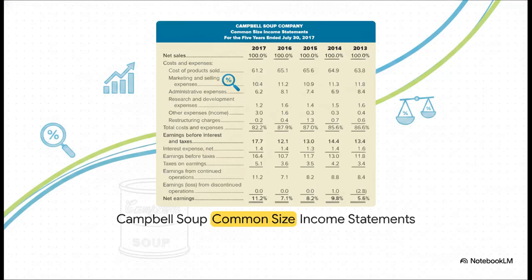Take Campbell's Soup Company's common size income statements over a 5-year period. Because every single number is presented as a percentage of net sales, spotting fluctuations becomes incredibly easy. You can instantly see, for instance, that their marketing and selling expenses hovered reliably between 10.4 and 11.8% of sales. It standardizes the data, so you can compare years side by side without getting distracted by overall revenue growth or decline.